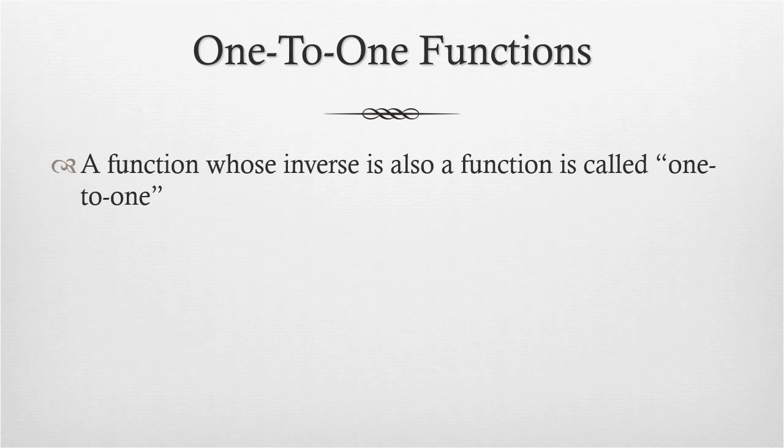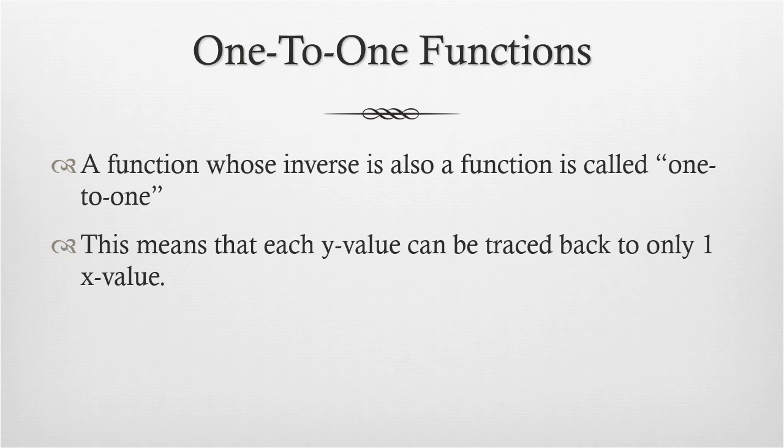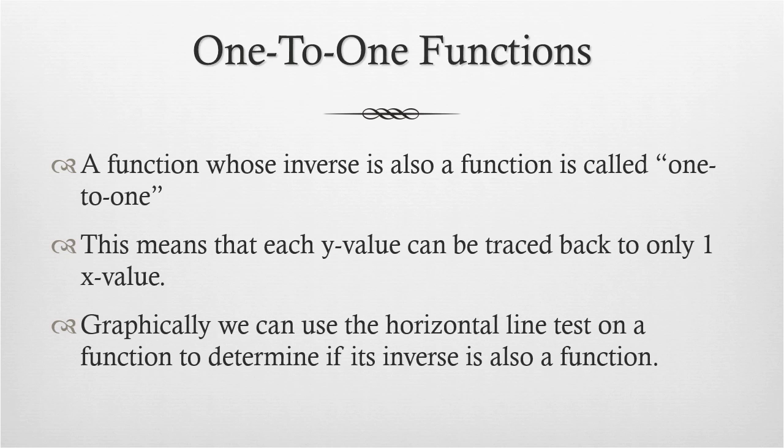A function whose inverse is also a function is called one-to-one. That means that each y value can be traced back to only one x value. So each x gives you exactly one y, and each y comes from only one x. Graphically, we use the horizontal line test to determine if the inverse is a function.